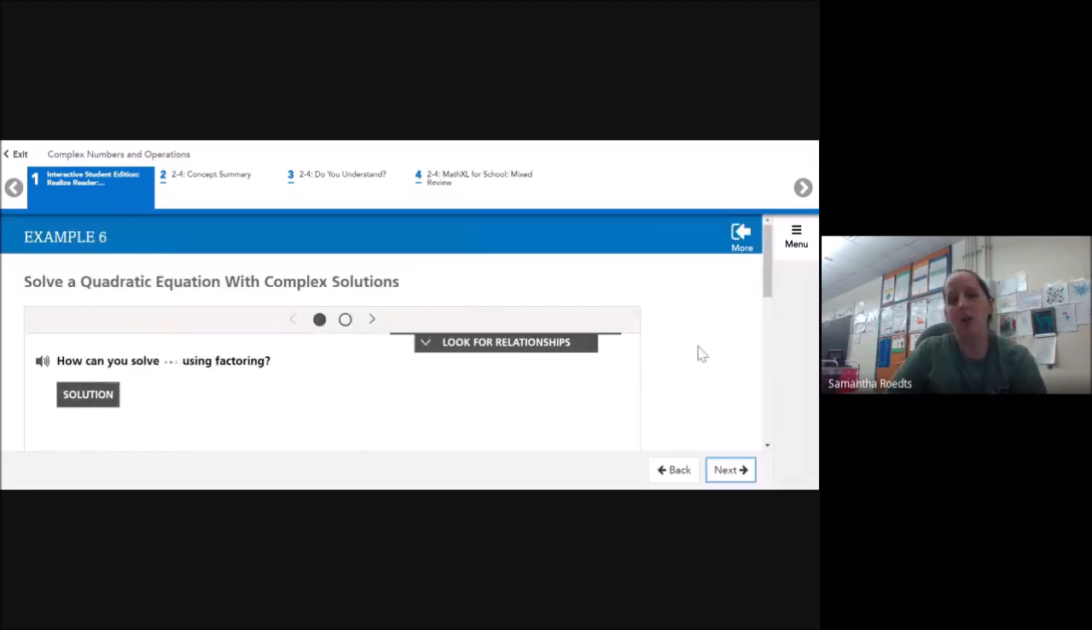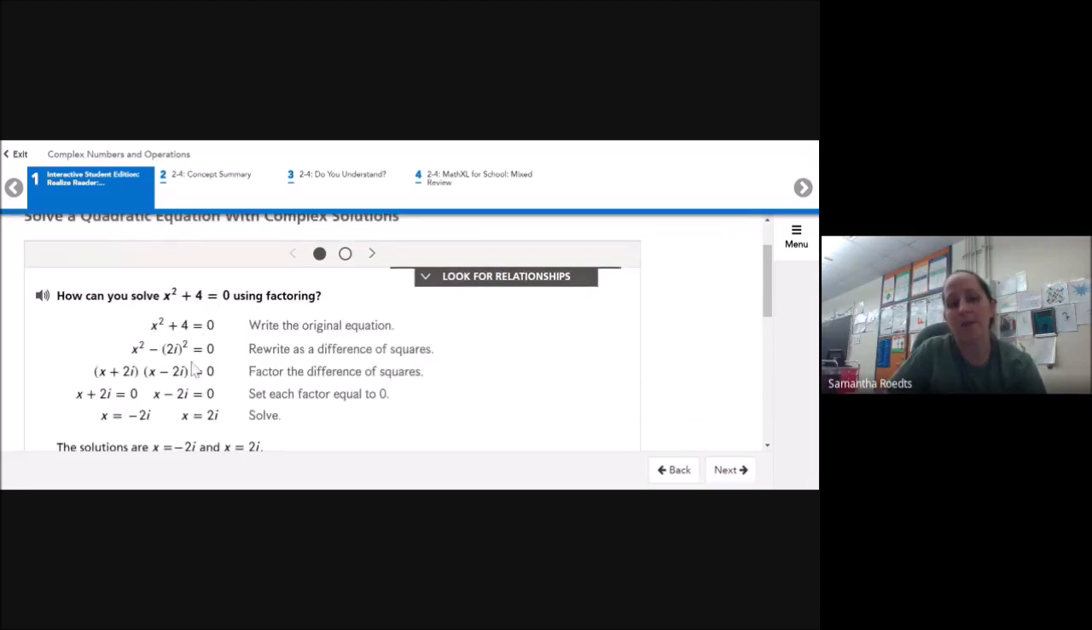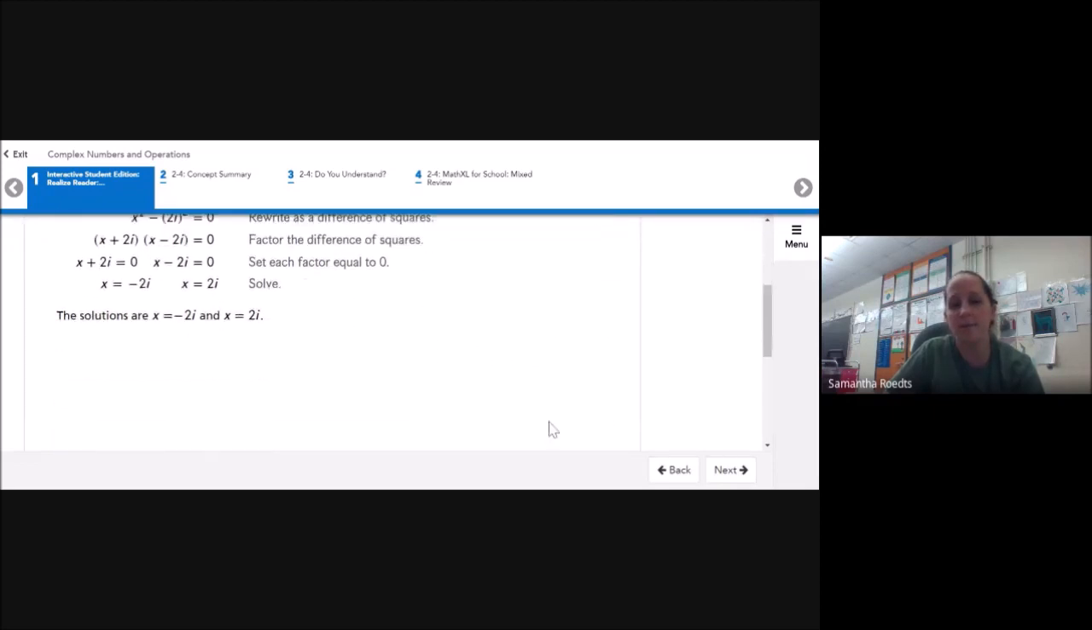All right, example 6, solve a quadratic equation with complex solutions. How can you solve x squared plus 4 equals 0 using factoring? So x squared plus 4, they're both perfect squares, so I get x squared minus 2i squared equals 0. So x plus 2i, x minus 2i, and then I just solve for x.